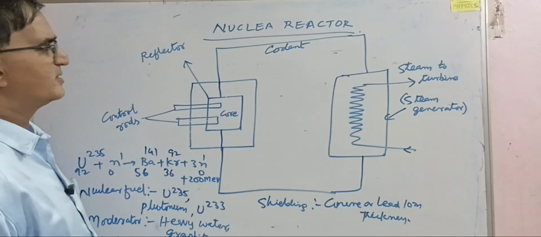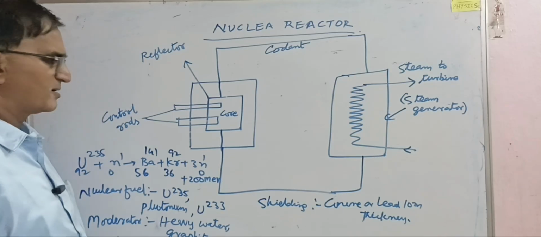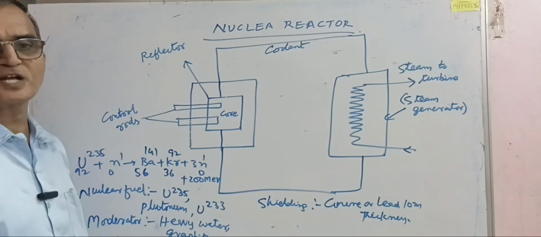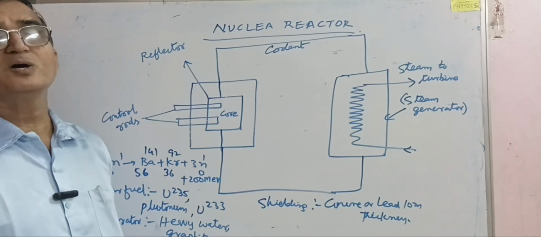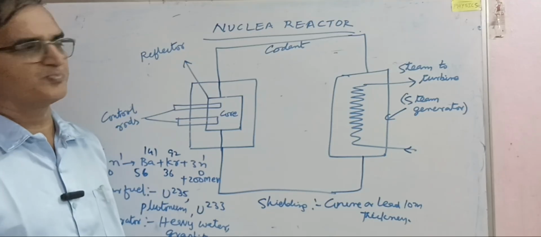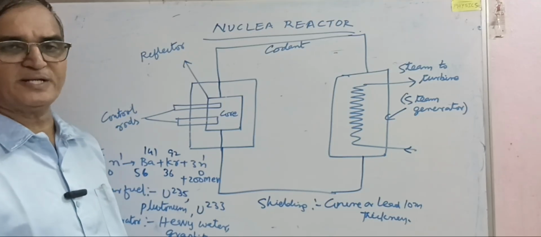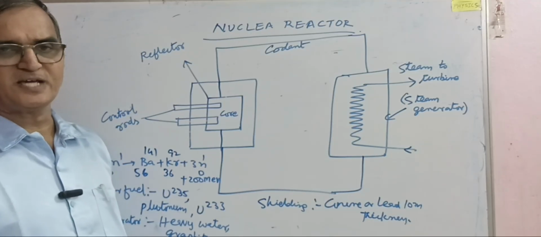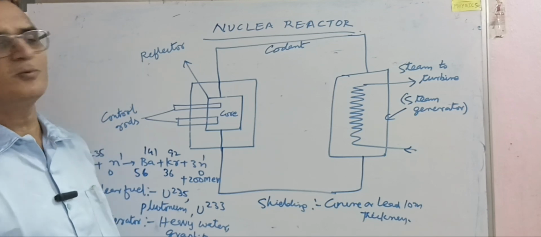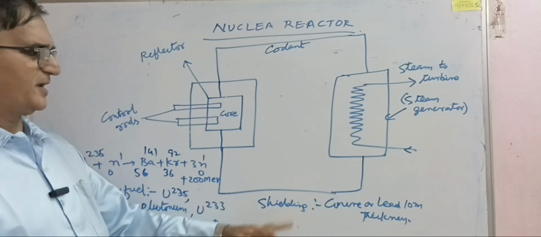Now, when water is circulated outside the nuclear reactor, the water converts to steam. Now, steam is connected to turbines, thereby electricity can be generated. So, this is the working of a nuclear reactor.